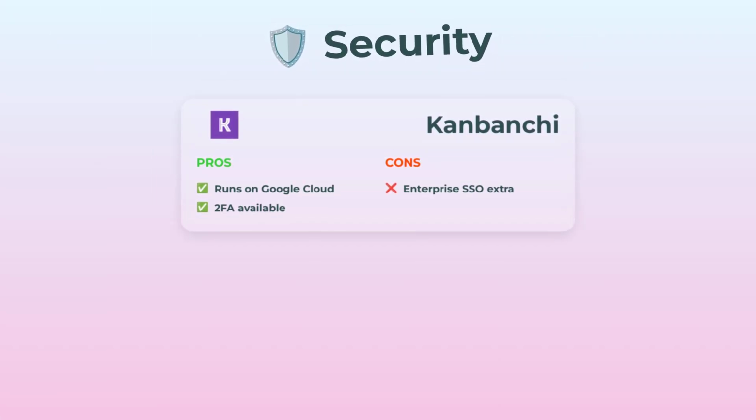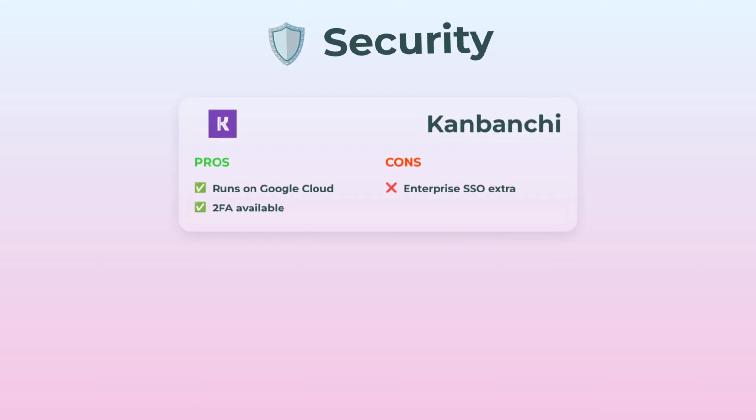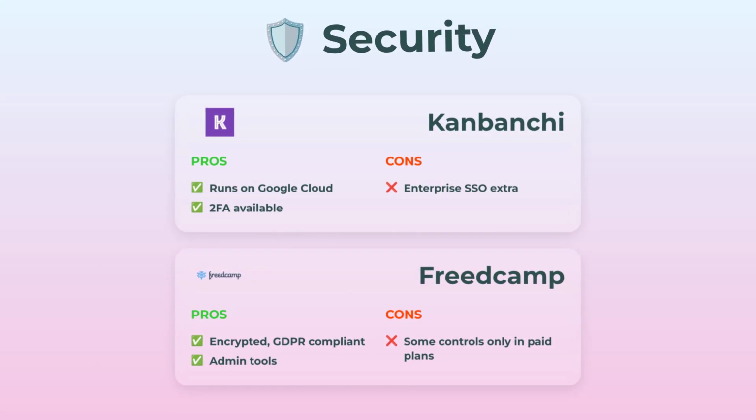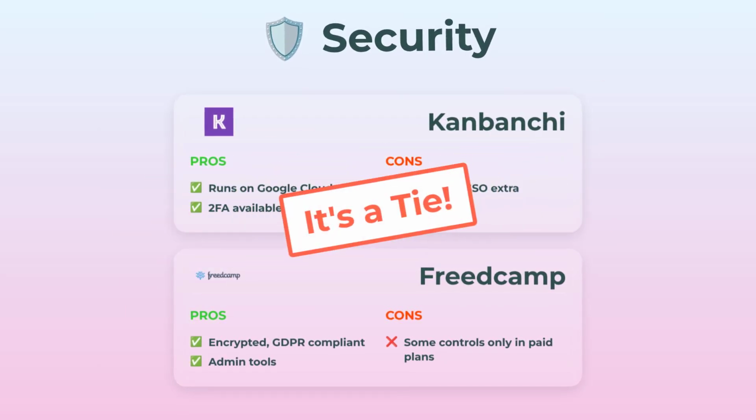Security-wise, both are pretty solid. Kanbanchi runs everything through Google's cloud. There's two-factor authentication, but if you want enterprise SSO, you're paying extra. Freecamp brings encryption, GDPR compliance, admin controls, all good stuff. Some controls are locked behind paywalls, but overall, both are ticking the right boxes, so I'm calling this a tie.